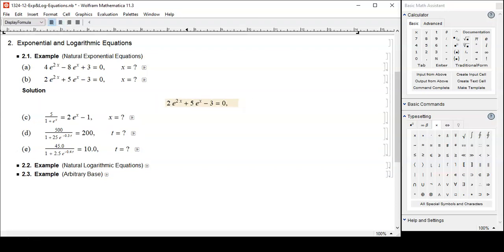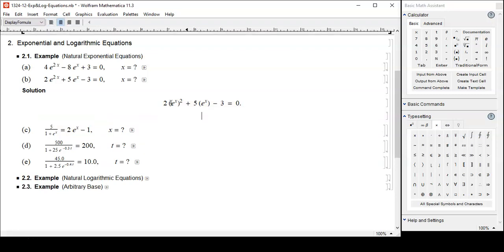Okay, how do I work this one out? Let's put some space in between. And e to the x power. And here I can rewrite as e to the x power squared. So this is a quadratic equation. And then you can factor like this. 2e to the x power minus 3.